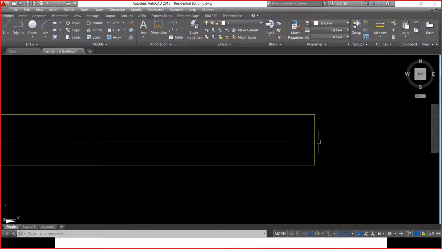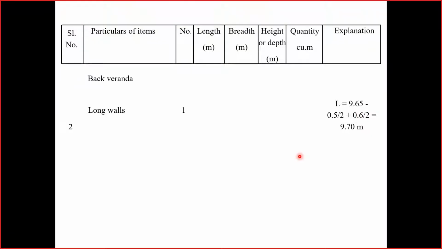This region is 0 plus 0.6 by 2. We'll get the actual length as 9.7 meters, and the width of lime concrete is the same, 0.6, and the thickness is 0.2. Total quantity is 1.16. It is the same as the front veranda. There is no change except for the short walls.